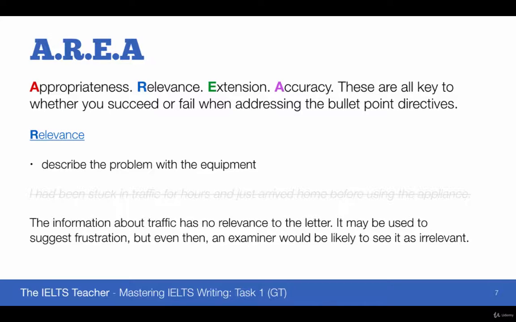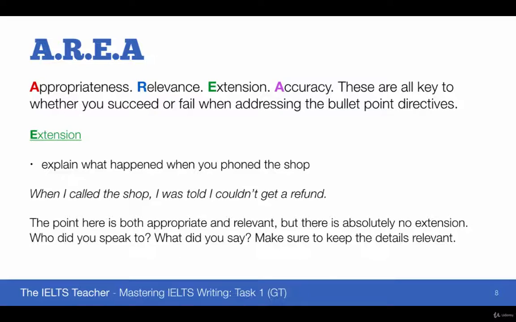Remember, you don't want to make a letter too long as well. You want to save that time for checking and for moving into task 2. Thinking about extension. So this is where we move from band 7 to band 8, or secure or very strong band 7. Let's have a look at the bullet point.